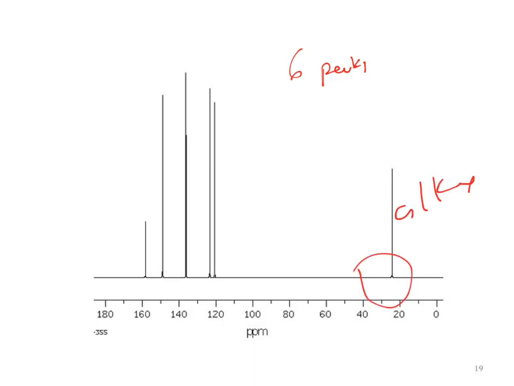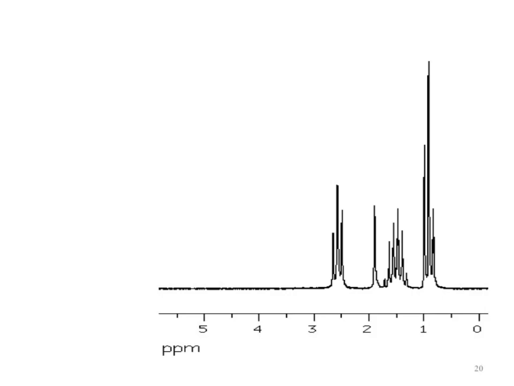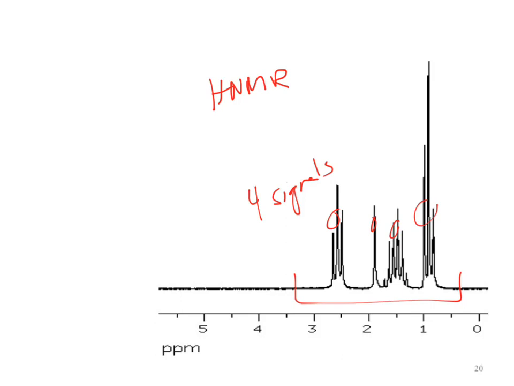Alkane. Carbon-carbon style, potentially aromatic, or likely aromatic. 1, 2, 3, 4, 5, yeah, 6 peaks. HNMR. We have 1, 2, 3, 4 peaks, or 4 signals, I should say. After that, I'm not even going to bother to interpret.